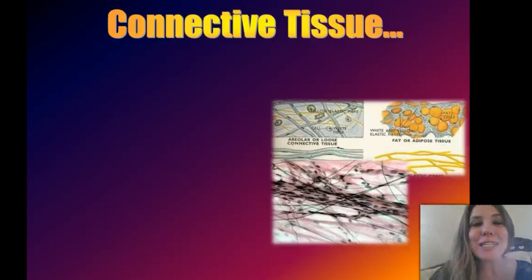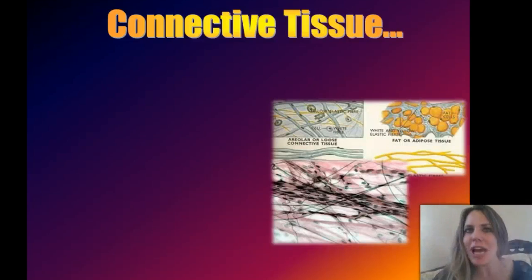Okay guys, welcome back to part 2 of our tissues lecture. Now, we've spent the last part talking about epithelial tissue, and you learned about all the different kinds of epithelial tissue: squamous, cuboidal, columnar, and transitional. When we go over this, keep in mind the definition of tissue, right?